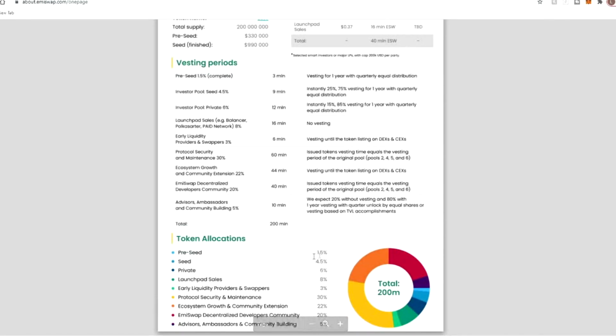So pre-seed is 1.5%, normal seed 4.5%, private 6%, the launchpad sales 8%, and that's when it gets bigger, is when the protocol security and maintenance, obviously that's building the whole organization, all the servers, everything. So that's obviously going to be big anyway. The ecosystem growth and community extension, this is what we want as well, because if they're not paying for any growth, nothing's going to happen with this exchange. But this is what we want to see. We want to see growth in this early exchange. We have the EmiSwap decentralized developers community and advisors, ambassadors and community building. So there you go, this is how 200 million is split.